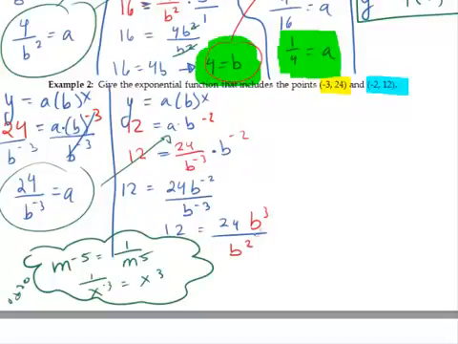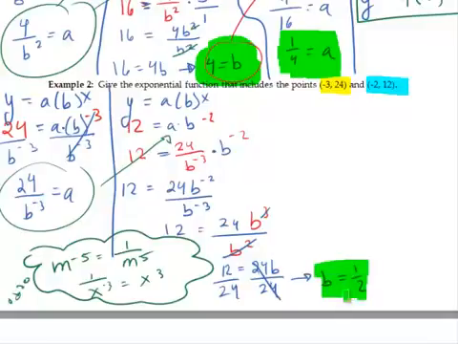Simplify by canceling. So we can cancel b squared with 2 of these b's. So we get 12 equals 24b. Divide both sides by 24. Cancel this. So we end up getting b equal to 1/2. So there's our first value. That is the end of step 2.